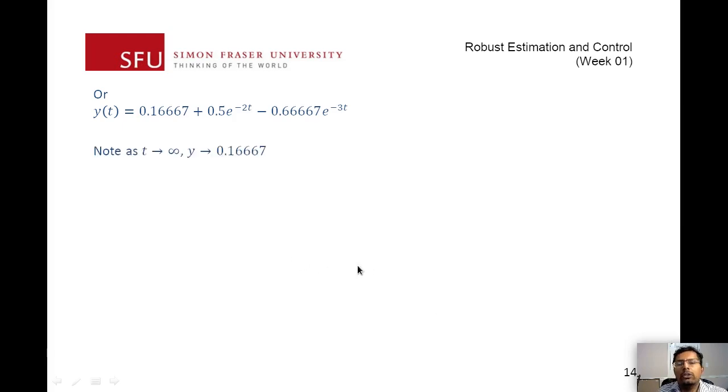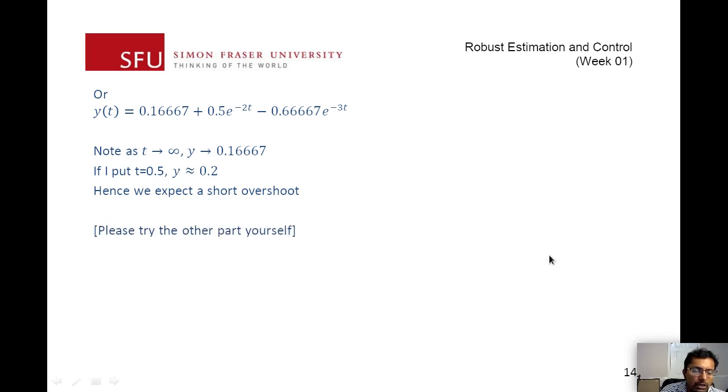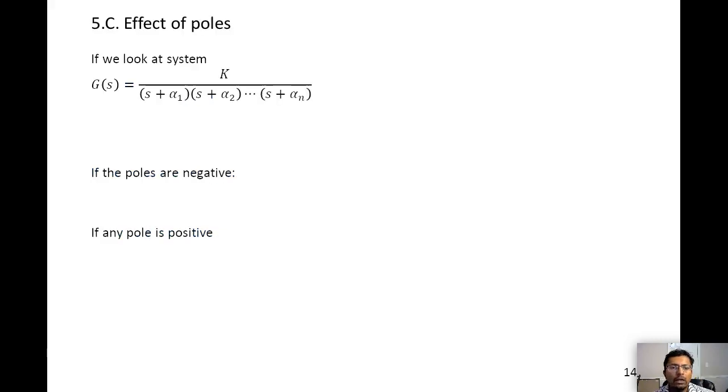Looking at taking t to infinity, these two terms disappear, and then we get 0.1667. And just for the fun of it, you can put in other values. Essentially, we'll expect a short overshoot. The other examples are for you to try out yourself and see something interesting that happens, and then you can write a comment on the video or submit it as a response to the video. All right.